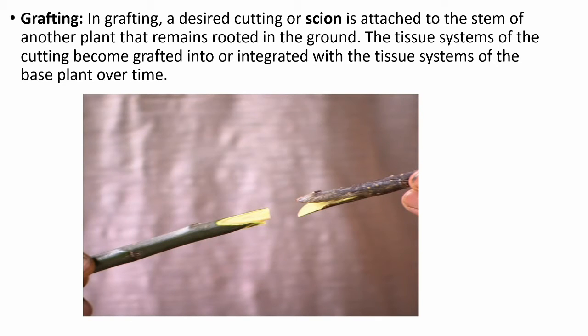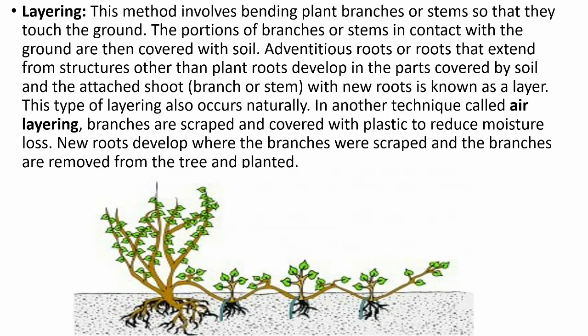So it's just like taking a particular plant, cutting the stem, and attaching and binding it to the structure of another stem which has a root in the ground. Then this starts germinating. Another method used in vegetative propagation is layering. During layering, the plant is bent. It involves the bending of a plant branch or stem so that it touches the ground.